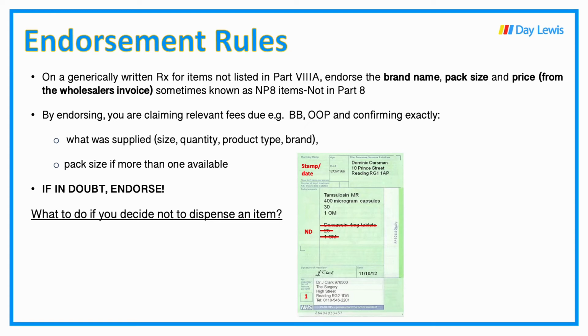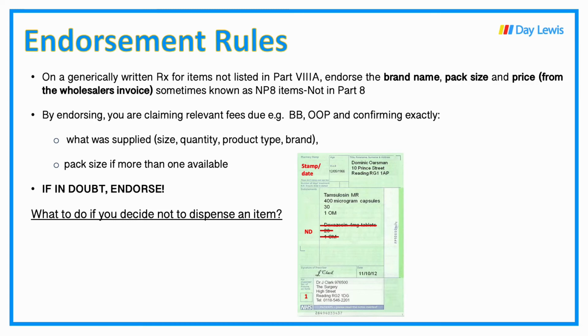But now let's have a look at how you can endorse for any relevant claiming fees. So these include the BB and OOP endorsements that you may have seen on prescriptions. So what they would do is confirm exactly what was supplied, the number of packs that has been supplied, and if you have incurred any extra charges or any extra fees. Usually the rule is, if in doubt, you should endorse.